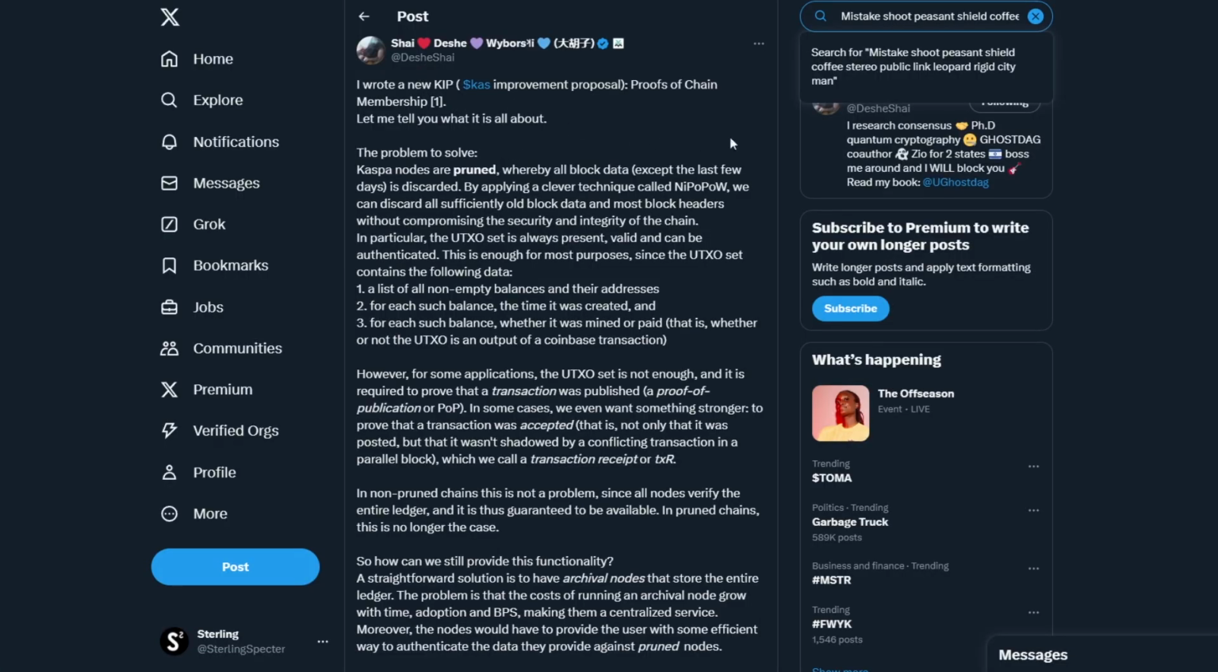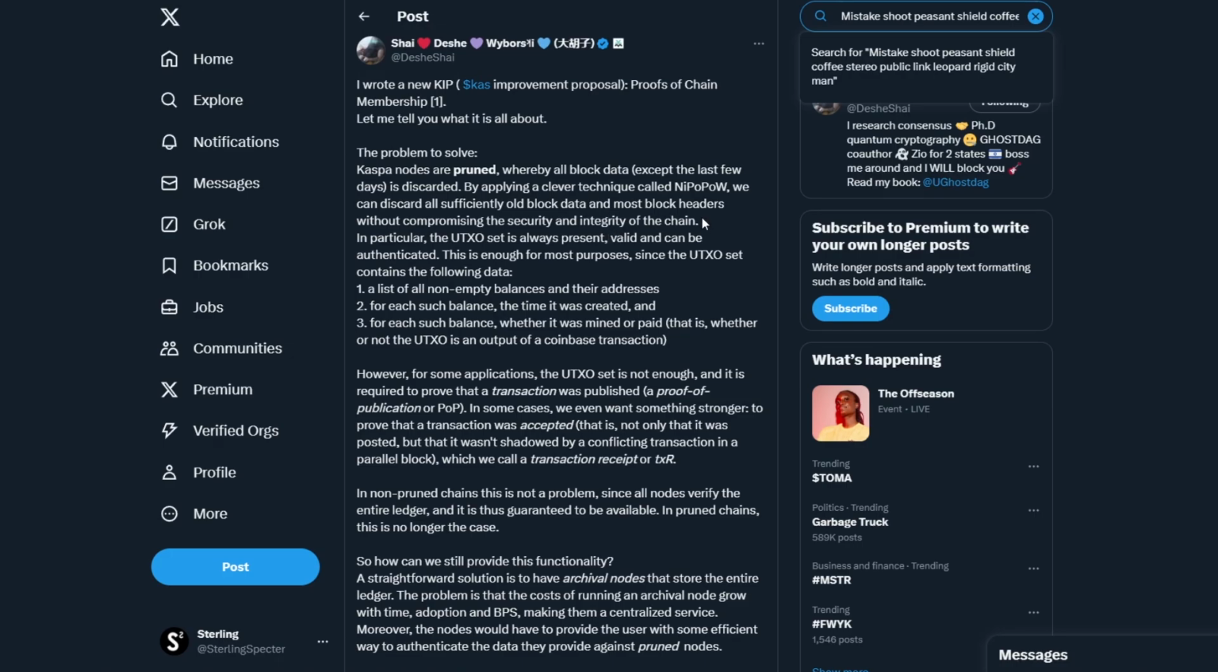But we have a post here from one of the Kaspa developers. So in the new KIP, the problem to solve is Kaspa nodes are pruned, whereby all block data except the last 3 days is discarded. By applying a clever technique called NIPoPoW, we can discard all sufficiently old block data and most block headers without compromising the security and integrity of the chain.